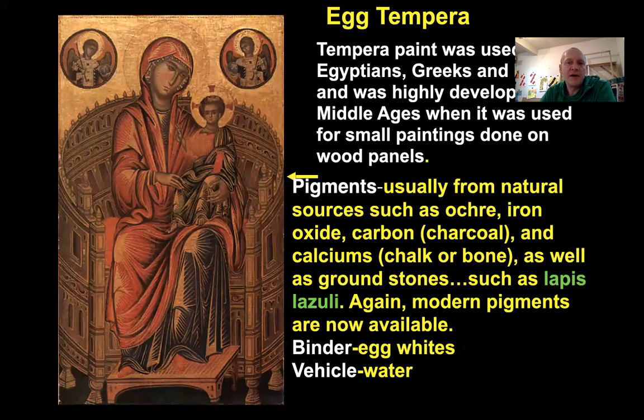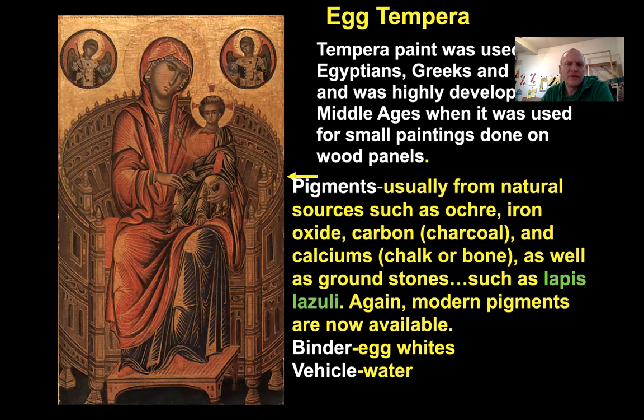Tempera paint is actually using the egg yolks, or the whites, to make the binder. Again, we've got the basic pigments being used and modern pigments available now. So the egg white becomes the glue, and then the vehicle here again is water.